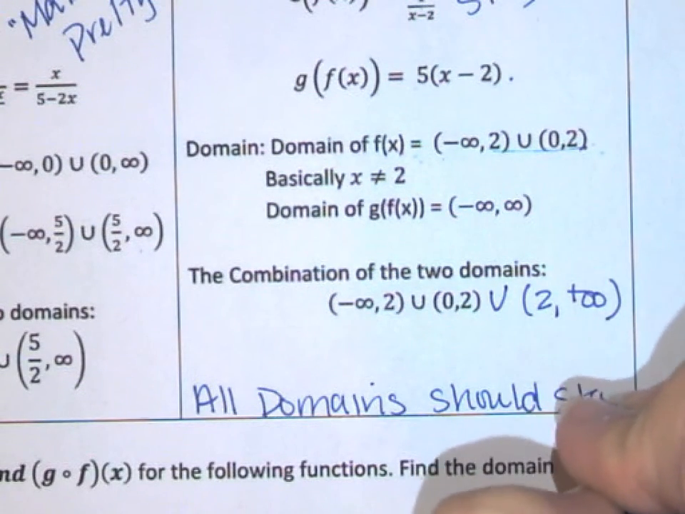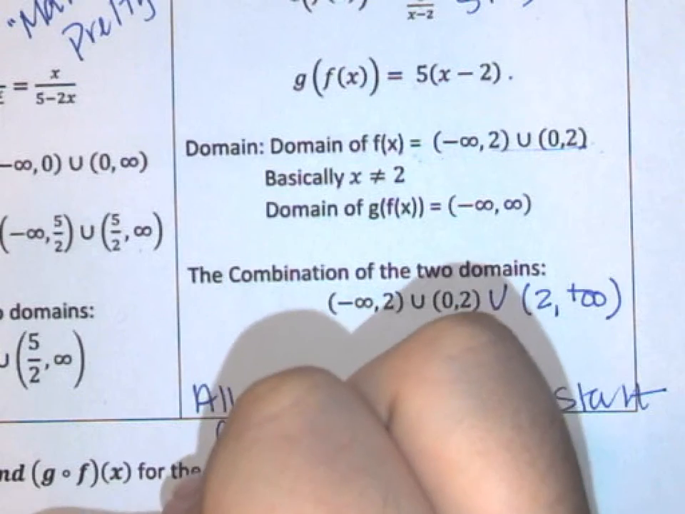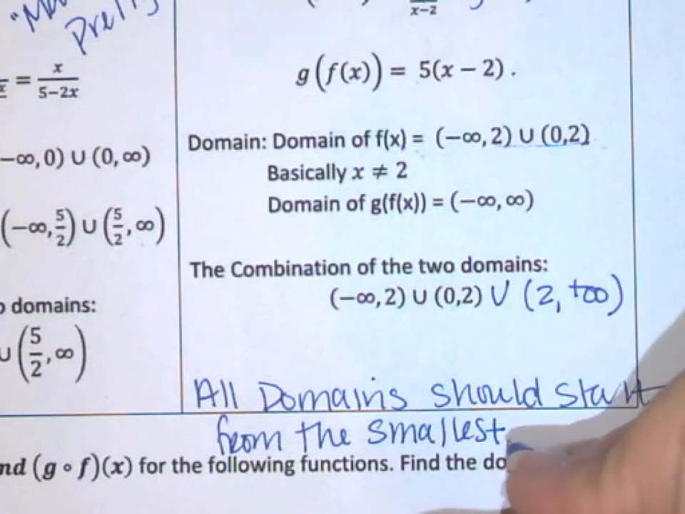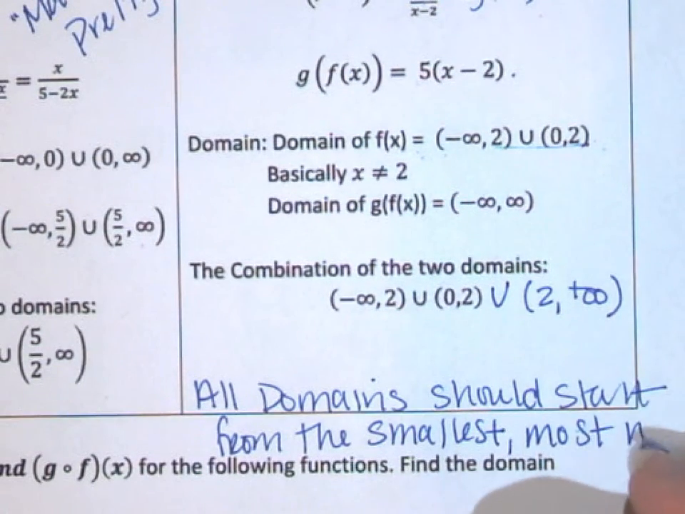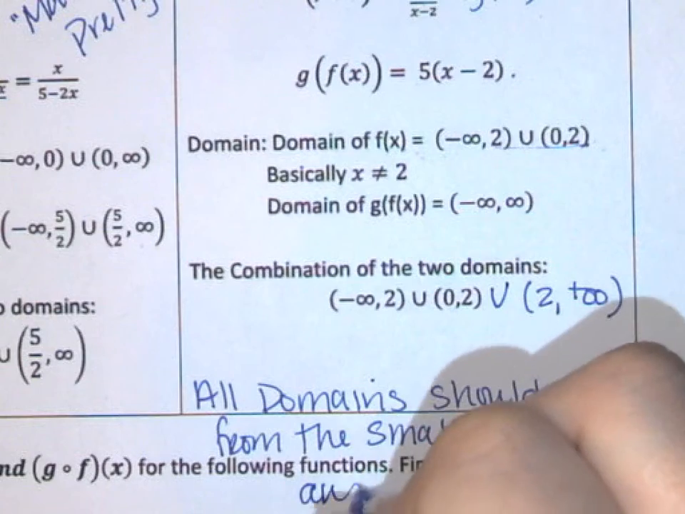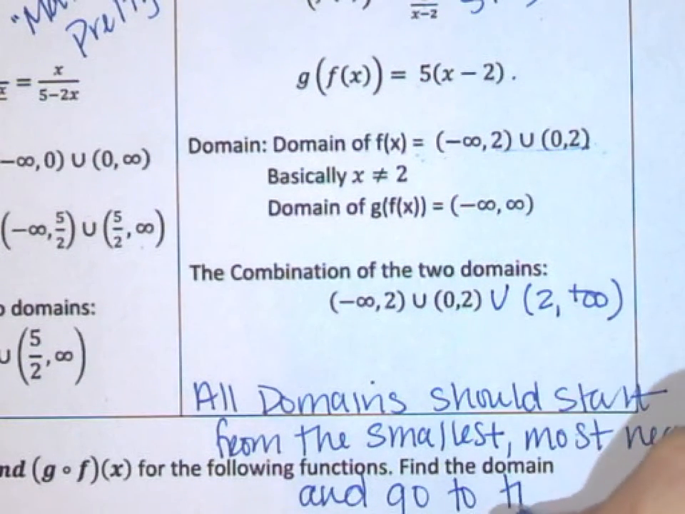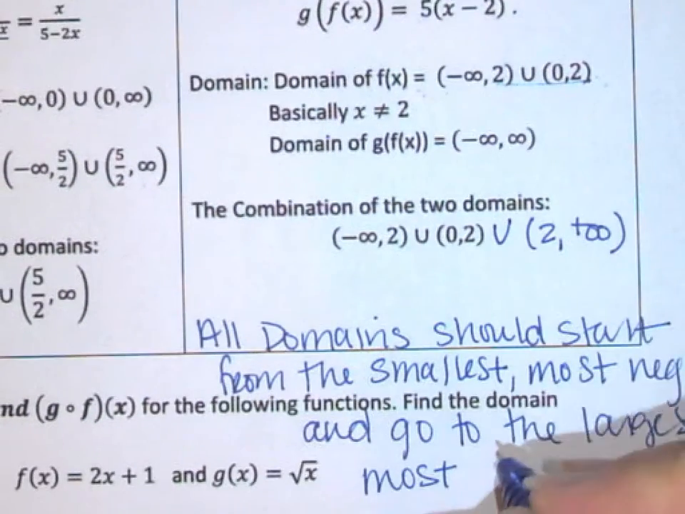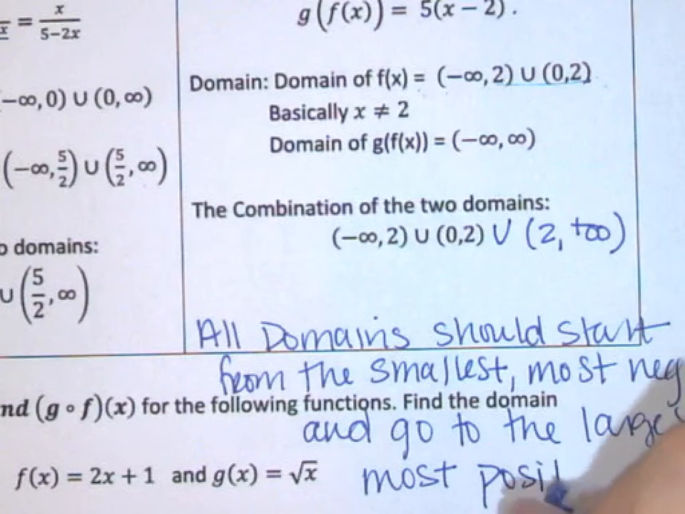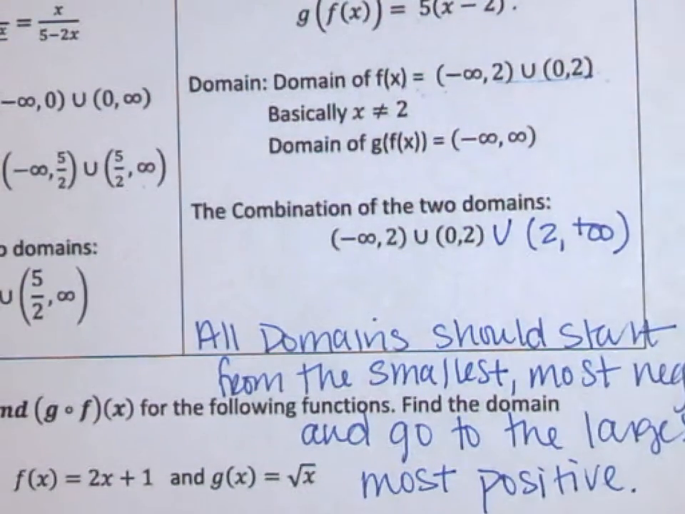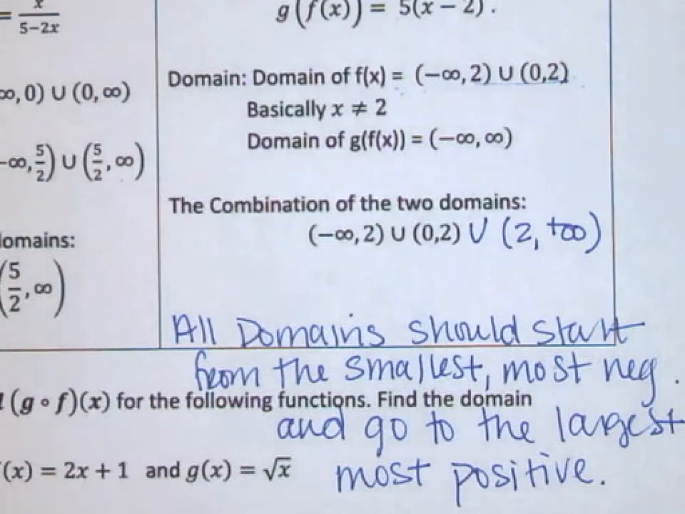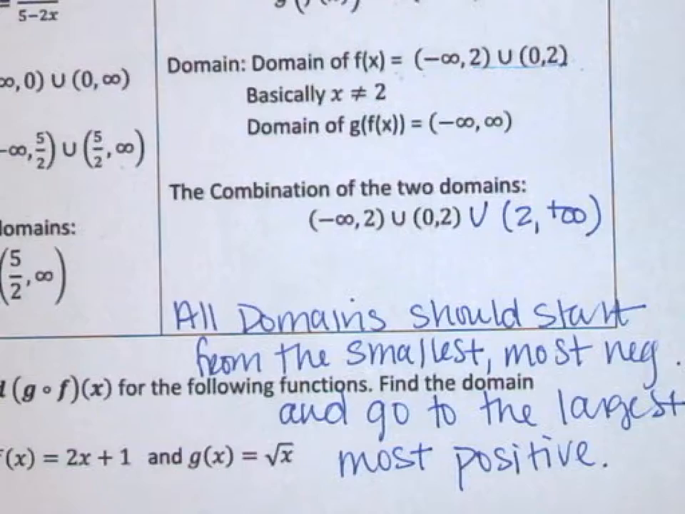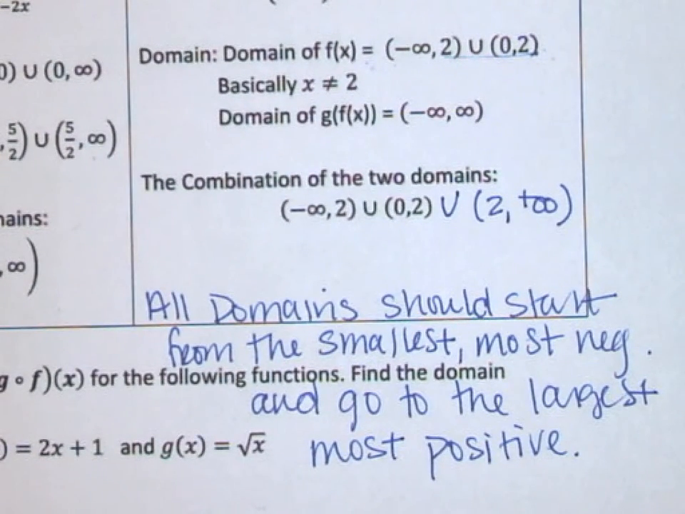So the biggest thing you need to remember with your domains is that all domains should start from the smallest, most negative, and go to the largest, most positive. The way I like to remember that is that your domains essentially should be traveling along the infinite spectrum in some capacity from negative to positive infinity, depending on the values that you are working with. Okay.